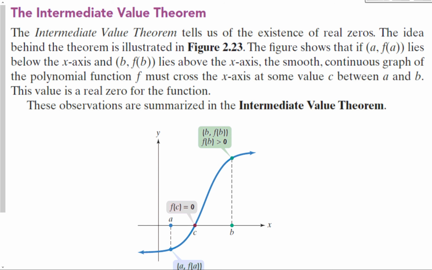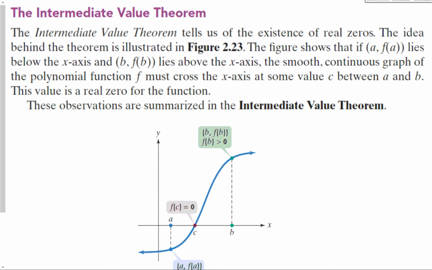Show that the polynomial function f(x) has a real zero between 2 and 3. So let's figure out what f(2) is, and then let's figure out what f(3) is, and let's compare them. So this becomes 2 to the third power minus 2 times 2 minus 5, which is negative 1. And f(3) is 3 to the third power minus 2 times 3 minus 5, which is 16. That's negative. That's positive.